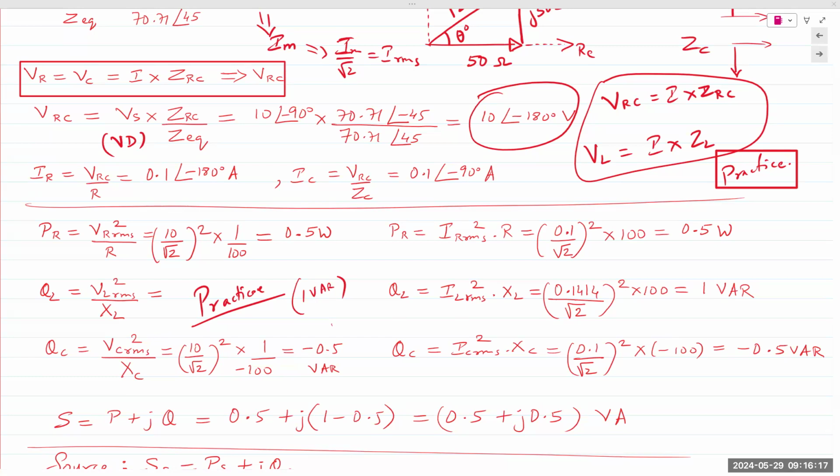Do the steps make sense? The approach makes sense? Okay. So now, as I was saying, we can use either the voltage or the current to find the power.